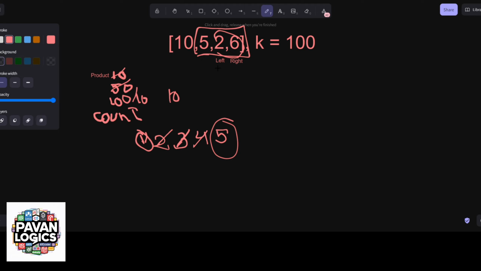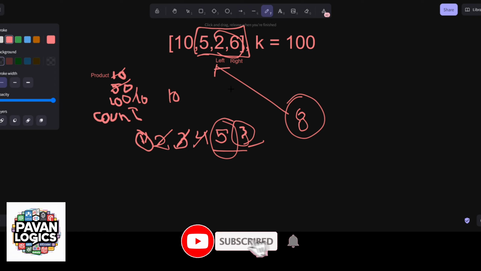So we are left with these 3 variables. These 3 variables are also valid individual subarrays, so their count is 3. So the total 8 is the answer. So let's look into the code explanation.